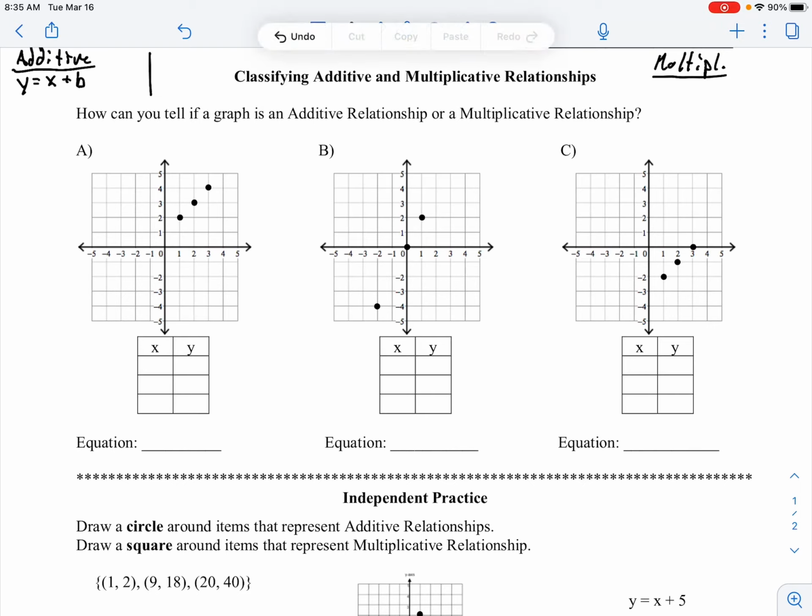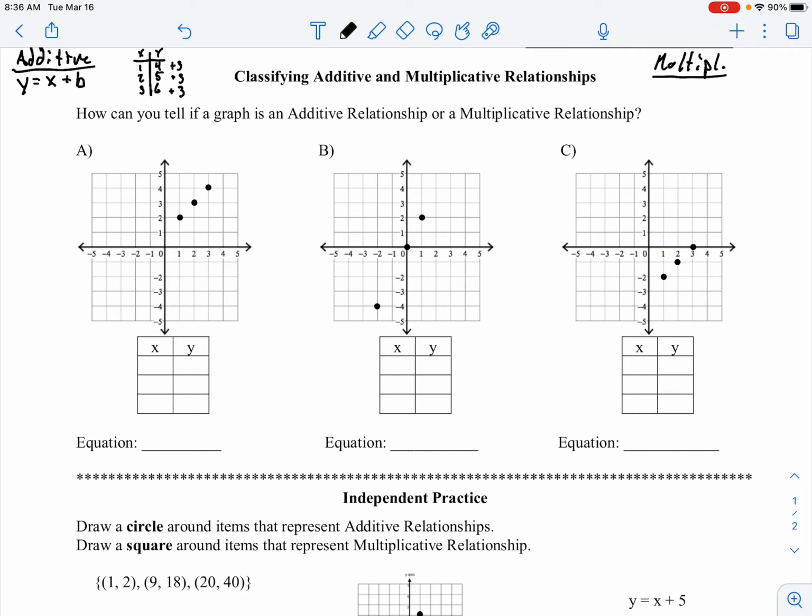If you have a table, you need to test your x's and y's. So 1, 2, 3, and we'll go 4, 5, 6. So if you are adding by the same amount for every x to y, so this one is plus 3, 2 to 5 is plus 3, and 3 to 6 is plus 3. So we know that is an additive relationship because we are adding the same amount. So that's how we can tell from a table.